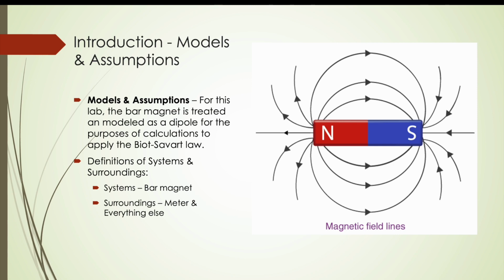Introductions, models, and assumptions. Models and assumptions. For this lab, the bar magnet is modeled as a dipole for the purposes of calculations in order to apply the Biot-Savart law. Definitions of systems and surroundings. The system is the bar magnet, and the surroundings are the meter and everything else. Listed on the right are the magnetic field lines, which we will be graphing.